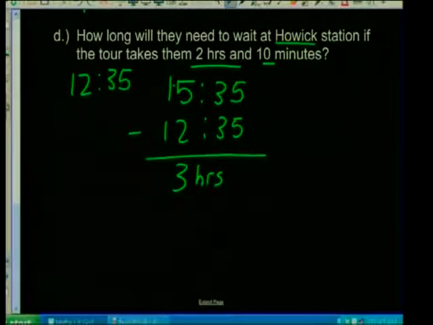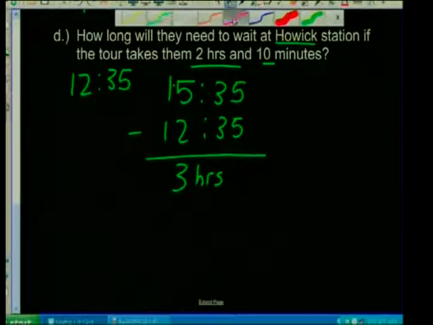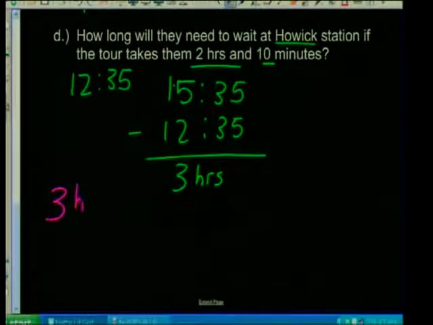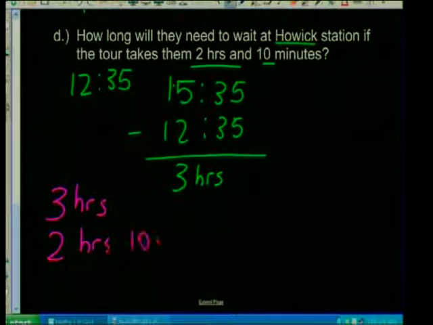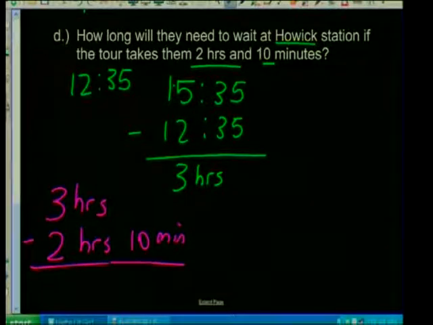Now we know that the tour takes them 2 hours and 10 minutes. So all we need to do in this case is say, well, they're there for 3 hours, and we're going to minus our 2 hours and 10 minutes, and we're going to get that calculation. Now, you might think to yourself, well, I don't need to do it this way. I just want to show you how I would do this calculation, by actually converting to minutes.